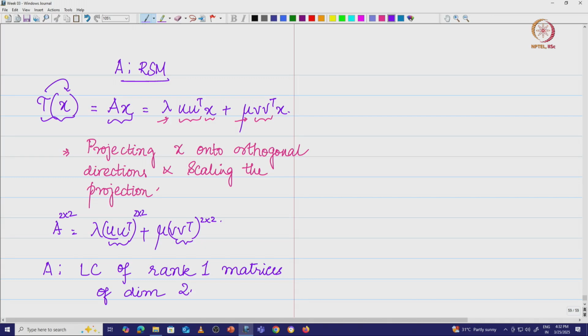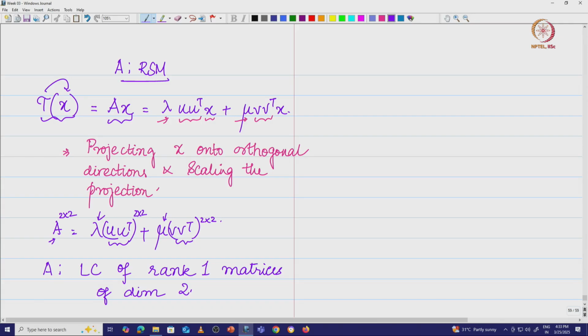In the vector space of, let us say, real symmetric matrices, these two, u transpose and v transpose, in turn will become the basis, and if you change the value of lambda and mu you get a different value of A. That means A is basically written as a linear combination of the basis vectors here.